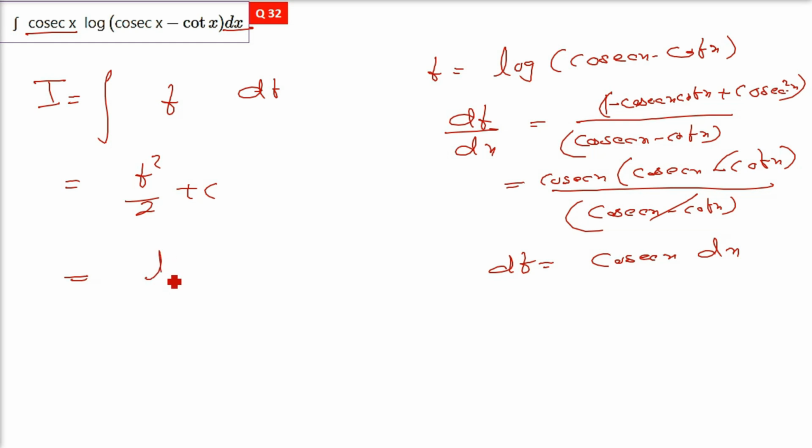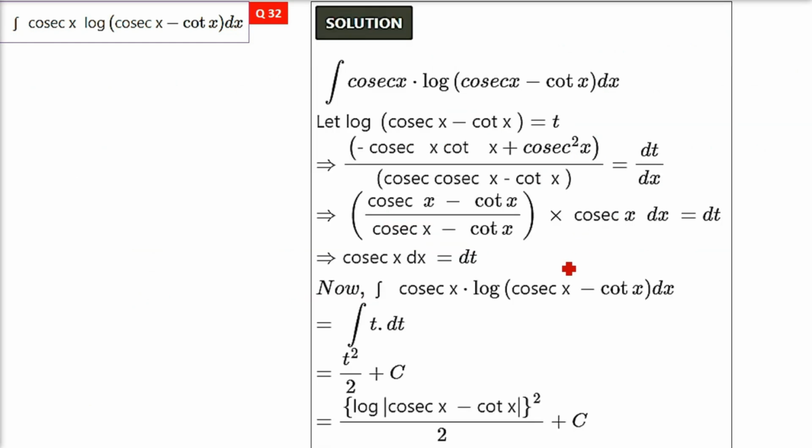t was log(cosec x minus cot x). Don't forget to put it inside the modulus sign. So log of cosec x minus cot x, take a bigger bracket and then square it. Half will be outside, plus constant of integration. This is your result. So this is how you are going to write it, a better way to write this one.